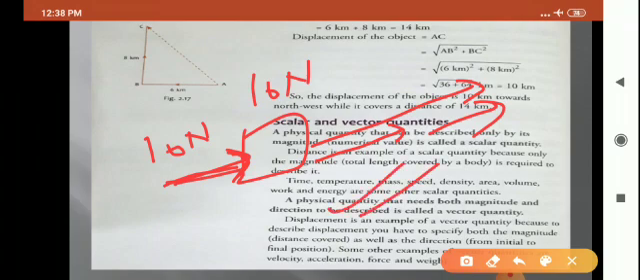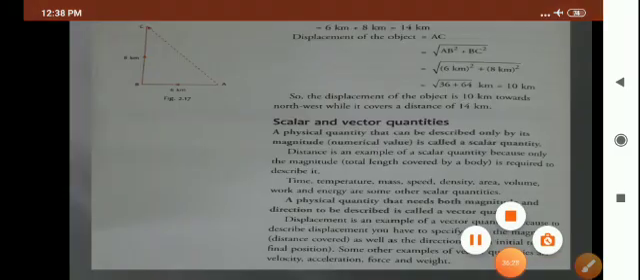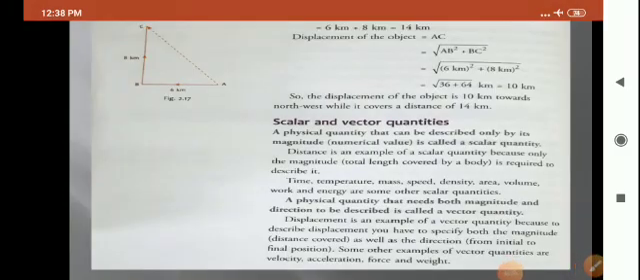So it means in a vector quantity we need direction as well as magnitude or numerical value. And in a scalar quantity we require only a numerical value. Children, do learn the examples also. Okay. So I hope children, I am clear to you.